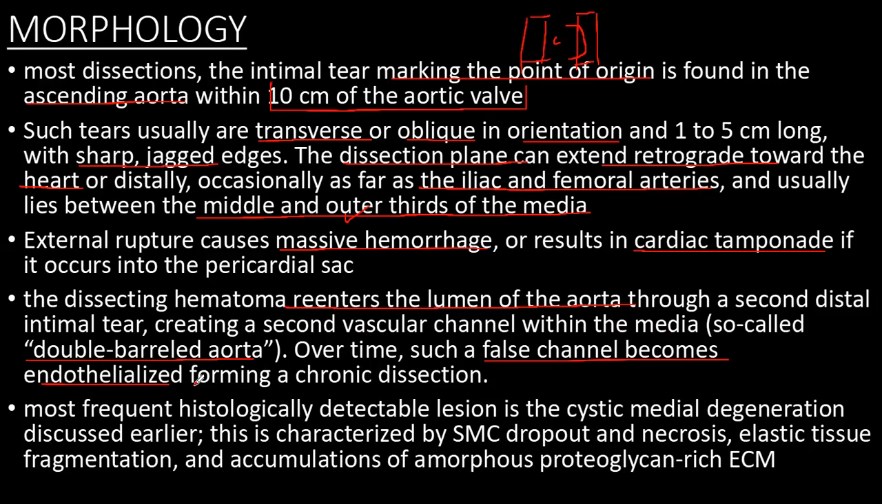It might acquire an endothelial lining, especially in cases of chronic dissection. Now, the most frequent histologically detectable lesion is cystic medial degeneration. It is characterized by smooth muscle cell loss and necrosis, elastic tissue fragmentation, and accumulation of amorphous proteoglycan-rich extracellular matrix.